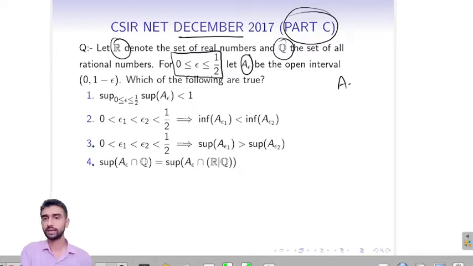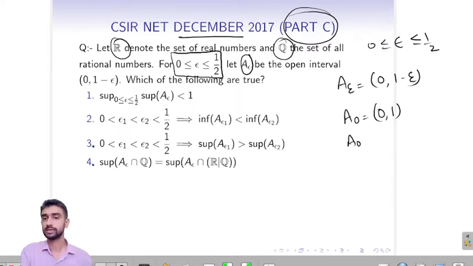So a epsilon is something like 0, 1 minus epsilon, and the value of epsilon is greater than equal to 0 and less than equal to 2. So let's take a look how it should look like. So I'm first of all finding a0. It will be something like 0, 1. Then let's say I am finding it at a 0.1. So it will be something like 0, 1 minus 0.1 means 0.9. Then I am taking a 0.2.